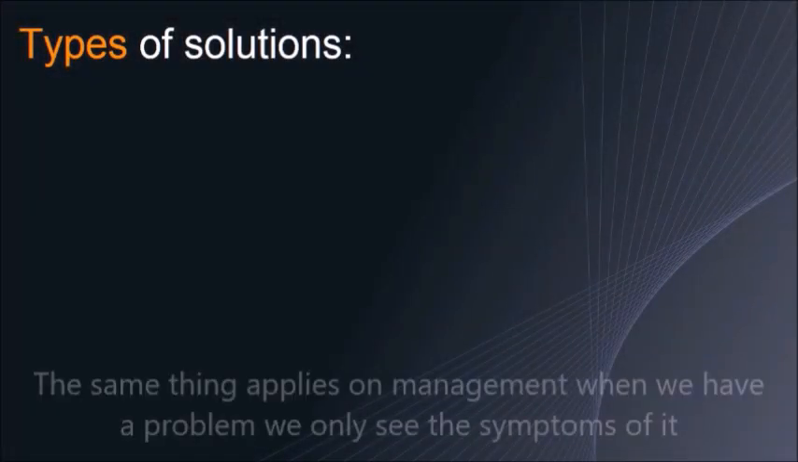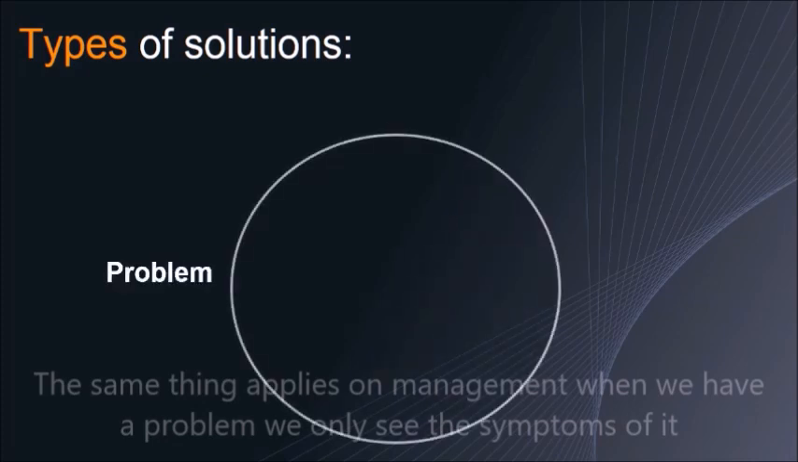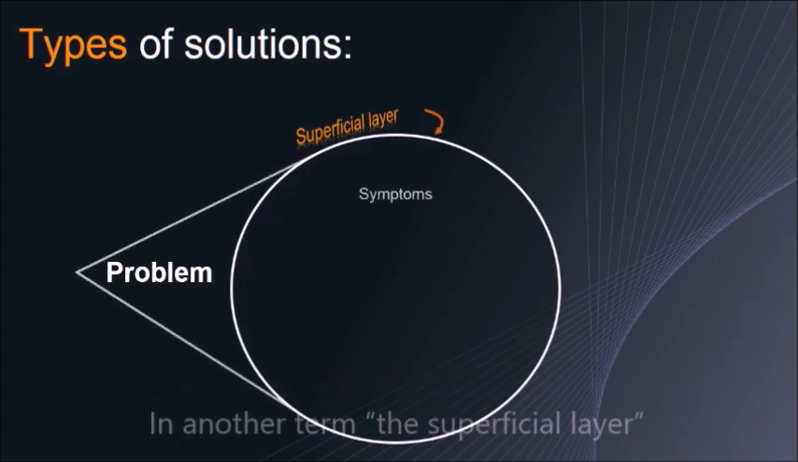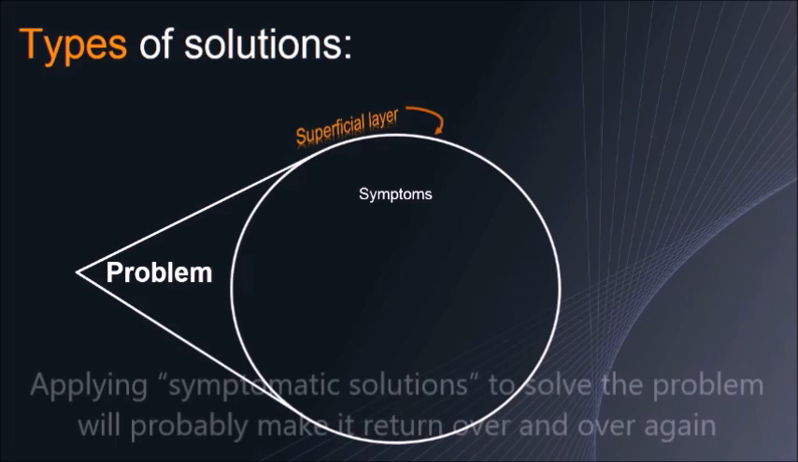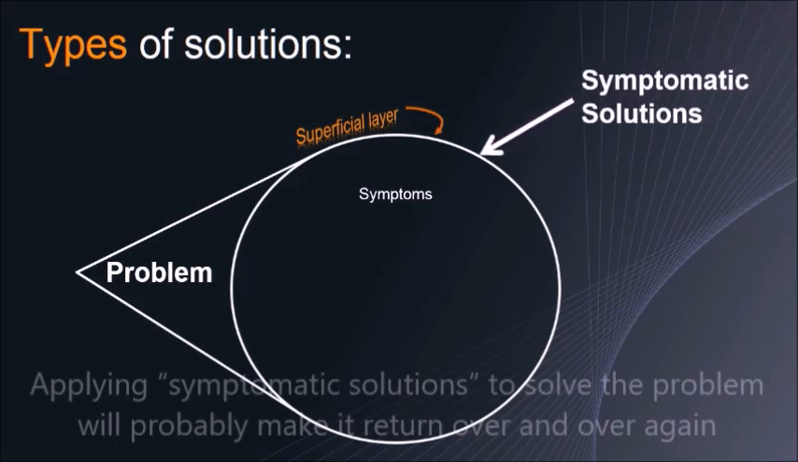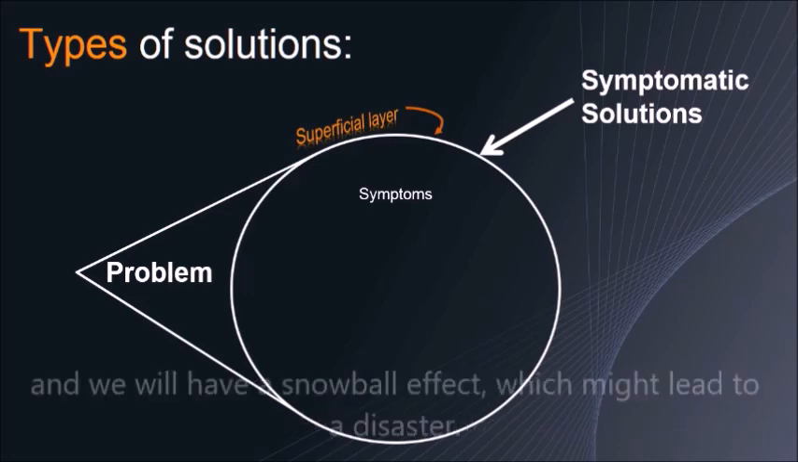The same thing applies on management. When we have a problem, we only see the symptoms of it. In another term, the superficial layer. We conclude the existence of the problem by observing the symptoms. Applying symptomatic solutions to solve the problem will probably make it return over and over again, and we will have a snowball effect which might lead to a disaster.